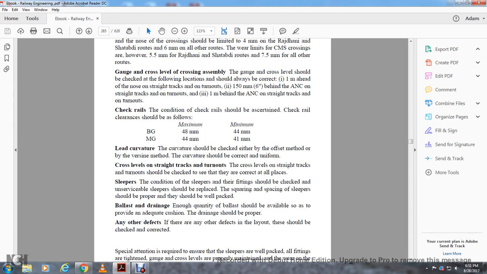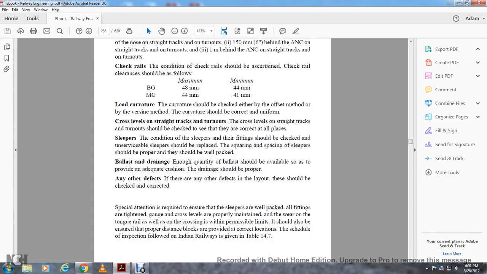Sleepers. The condition of the sleepers and fittings should be checked. Unserviceable sleepers should be replaced. The spacing of the sleepers should be proper, squared, and they should be well packed. Ballast in sufficient quantity should be available so that it provides adequate cushion. Drainage should be proper. If there are any other defects in the layout, they should be checked and corrected.